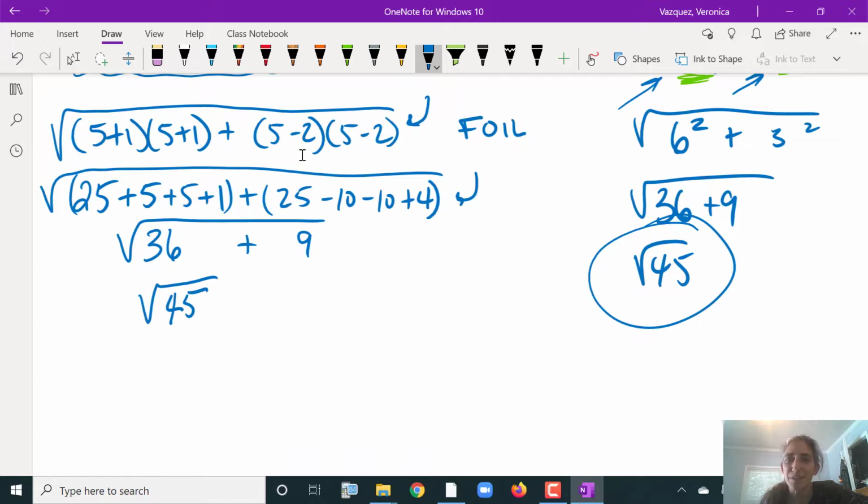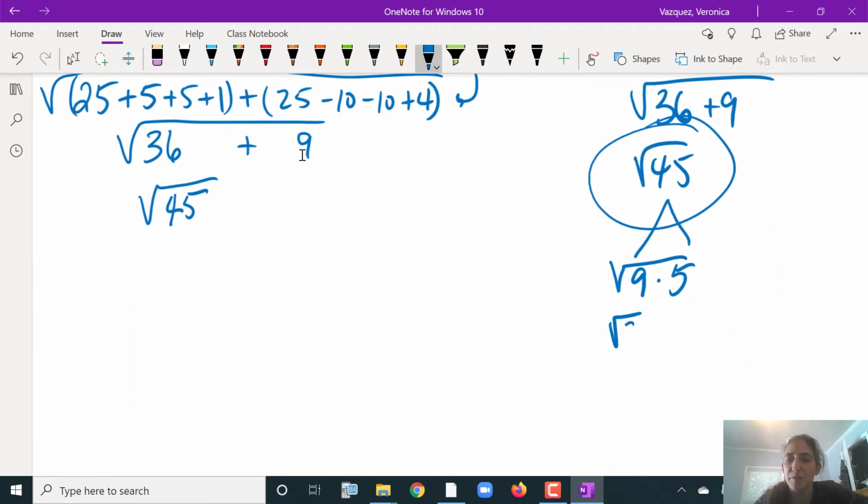So to put it in simplest radical form, we have to take out anything that is a perfect square. That's a factor of 45, right? So what we want to do is look at this square root of 45 as the square root of 9 times 5, right? And so we can break that up into the square root of 9 times the square root of 5, and that would give us 3 root 5, and that's actually the answer that the program was looking for.